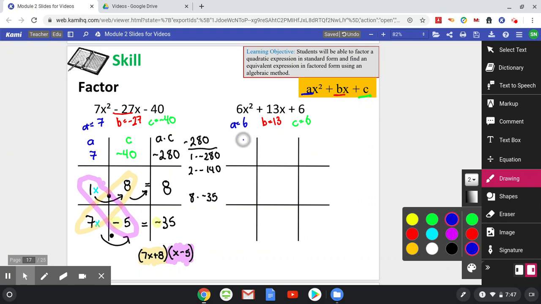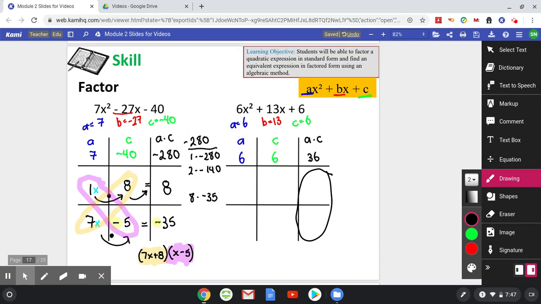I'm going to start by placing a on the top left, so that means 6. C will be in the middle, also 6. And on the top right, I will be multiplying a times c, and that gives me 36. The next step is to find the factors of 36. Again, two numbers that when you multiply them give you 36, and the same two numbers will be adding to positive 13.